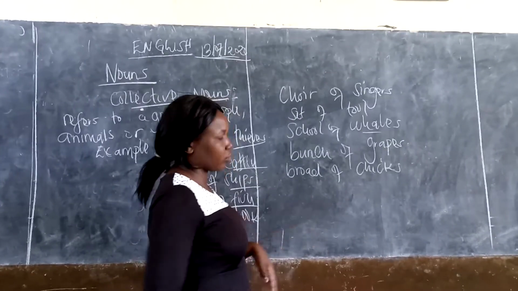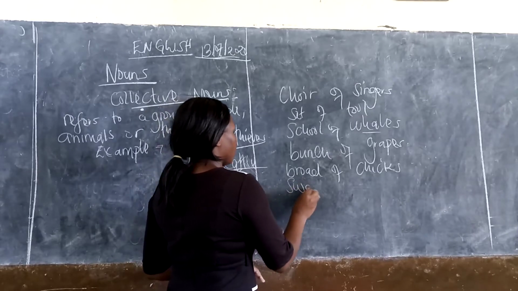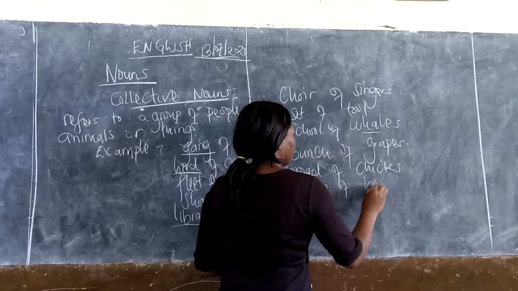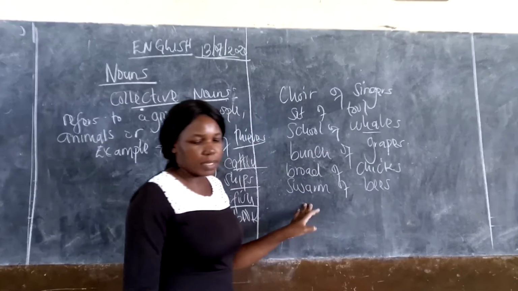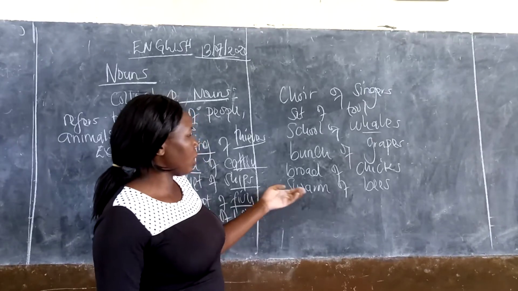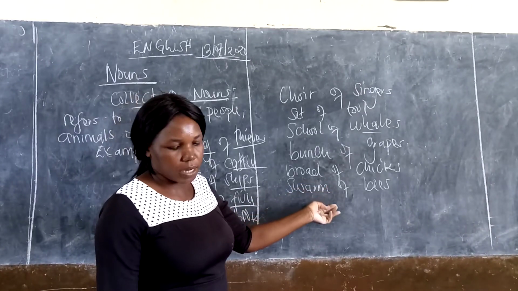We also have a swarm of bees. This is the common one. A swarm of bees. Very many bees. I saw a swarm of bees.